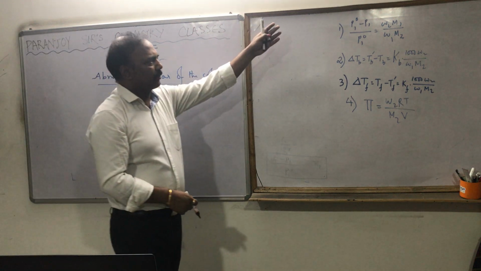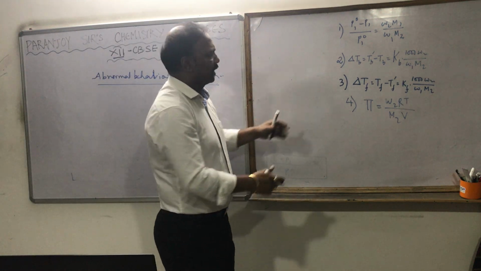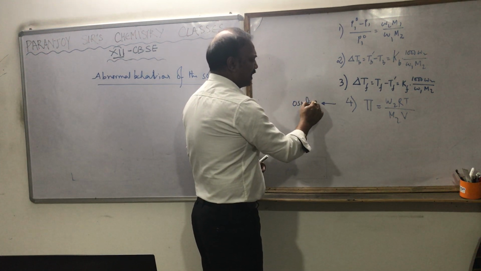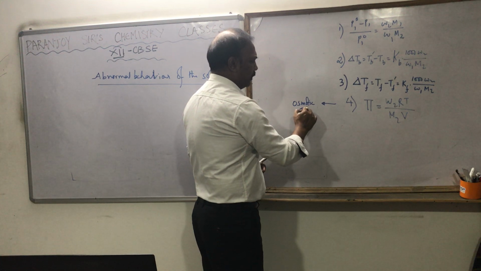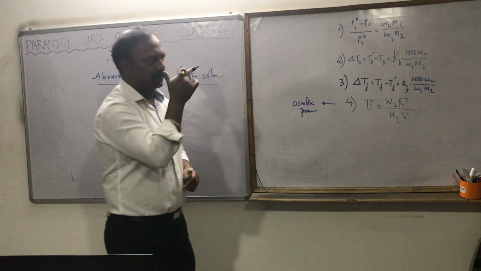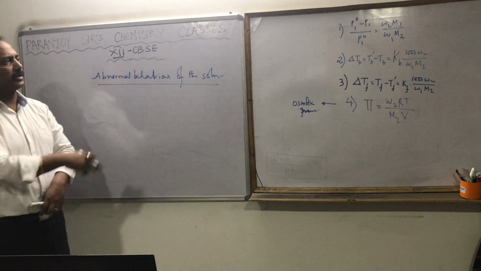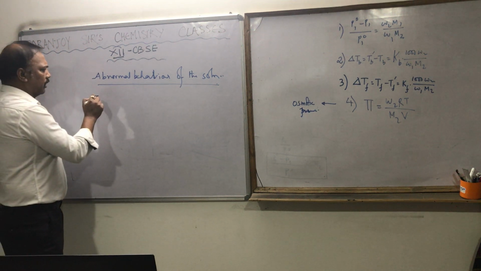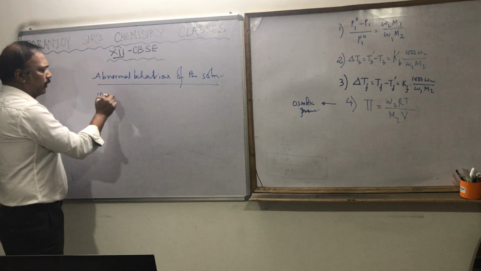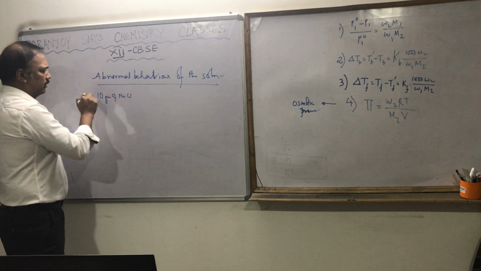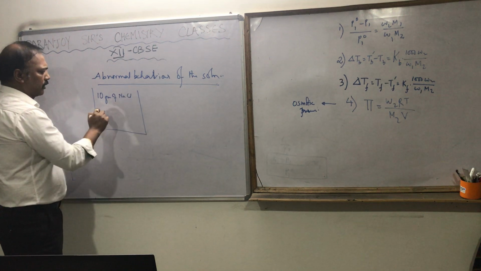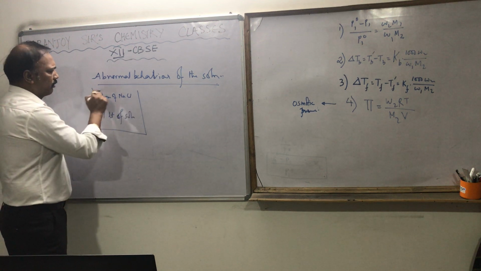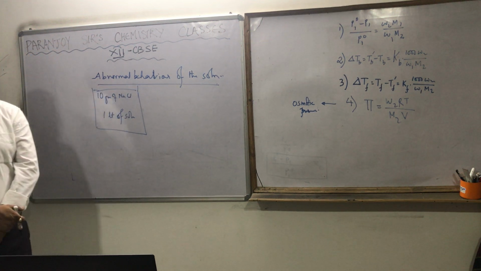Out of these four colligative properties, the most easily measurable one is osmotic pressure. That can be very easily measured. So let us talk about osmotic pressure. The same can be applicable for relative lowering of vapor pressure, elevation of boiling point or depression of freezing point. Suppose a solution of 10 gram of sodium chloride is dissolved, and the volume of the solution is 1 liter.